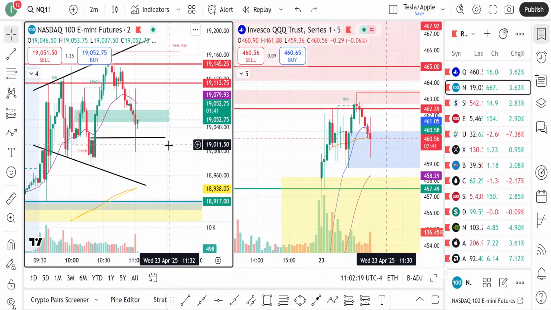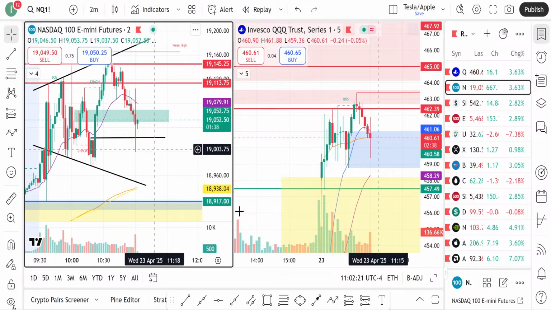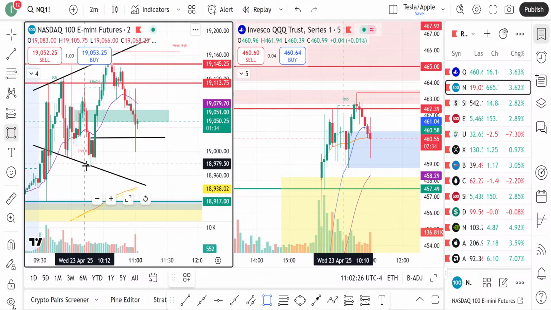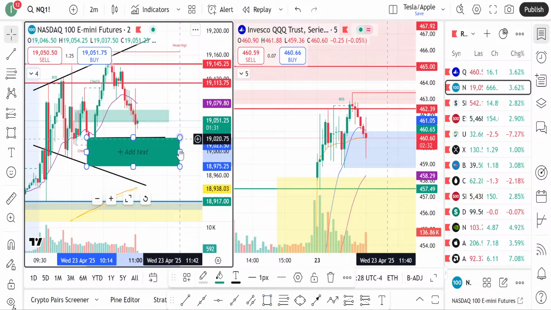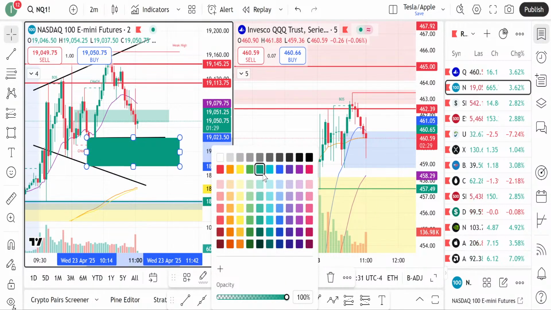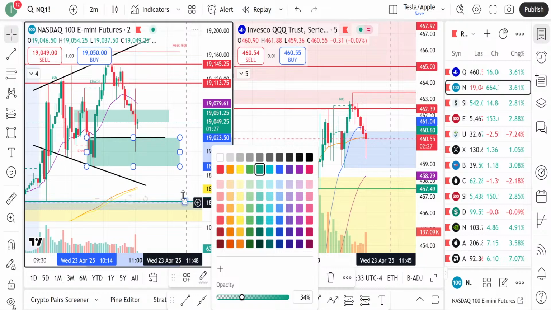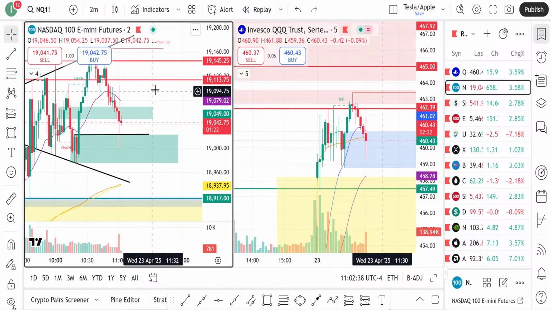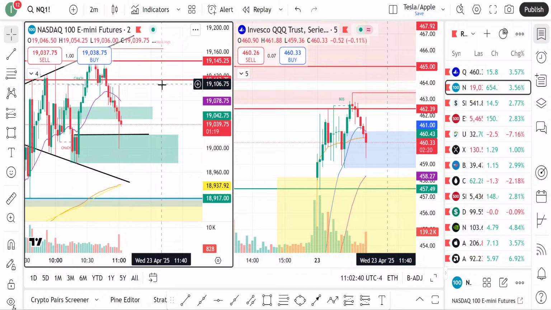Market's going crazy here. Looks like we got a pretty strong reaction to this demand zone here. Not that I know of. I haven't seen anything yet.